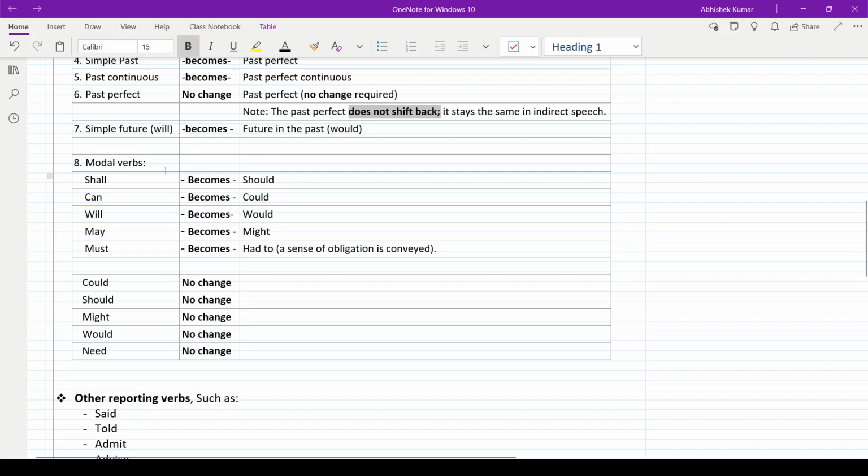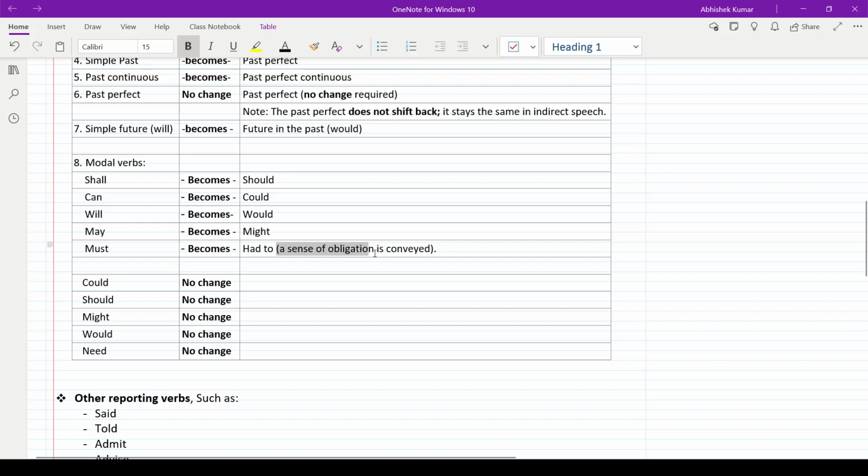Shall becomes should among the modal verbs. If a sentence is written in shall form, like "I shall go to Delhi," and the reporting verb is "I said, I shall go to Delhi," it will change to indirect speech and it will take should: I said that I should go to Delhi. Can becomes could, will becomes would, may becomes might, must becomes had to.